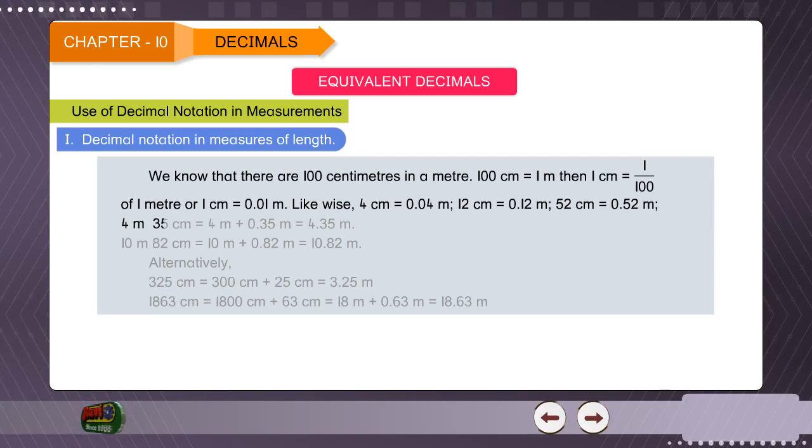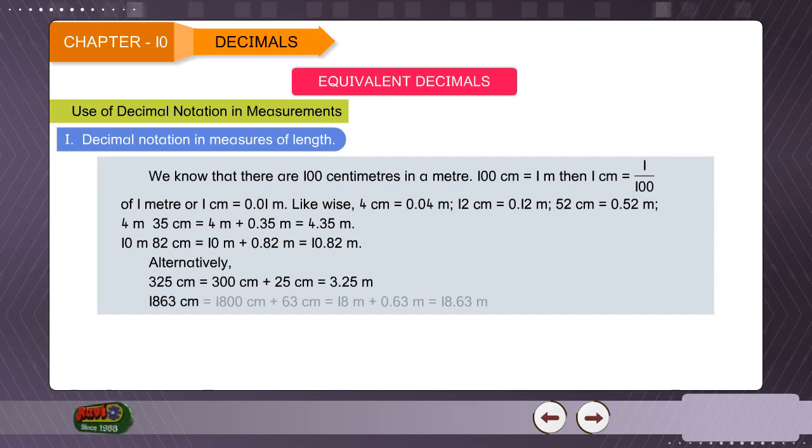4 meters 35 centimeters is equal to 4 meters plus 0.35 meter, which is equal to 4.35 meters. 10 meters 82 centimeters is equal to 10 meters plus 0.82 meters, which is equal to 10.82 meters. Alternatively, 325 centimeters is equal to 300 centimeters plus 25 centimeters, which is equal to 3.25 meters.